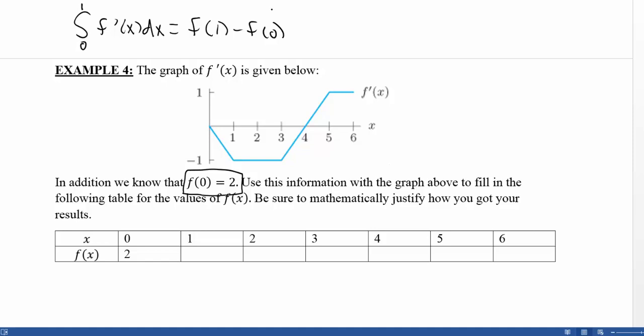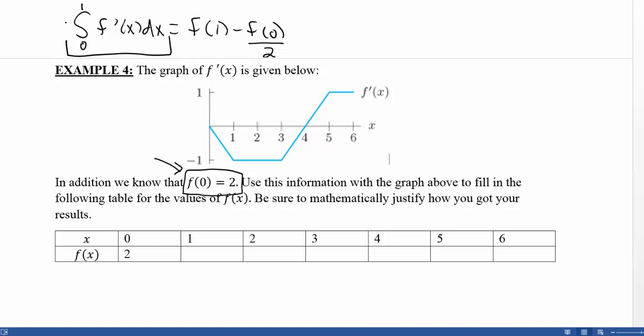So what we're trying to solve for is f of 1, right? The functional value when x equals 1. So what do we already know? We know that f of 0 equals 2, right? That's given to us in the setup of the problem. And that's the piece we really need. So now, if we can figure out how much our function changes between 0 and 1, then we'll be able to find f of 1.